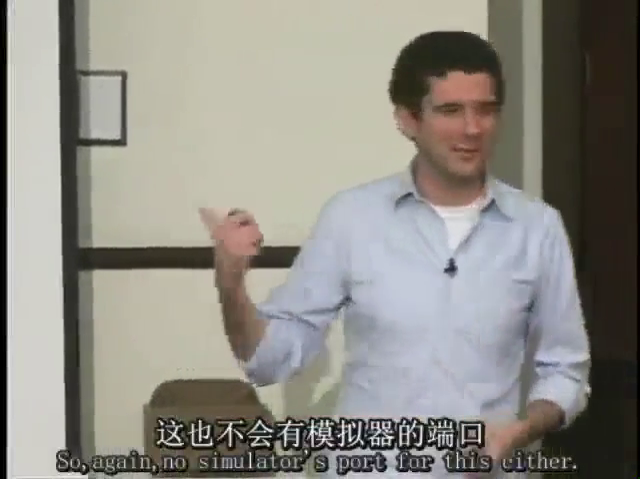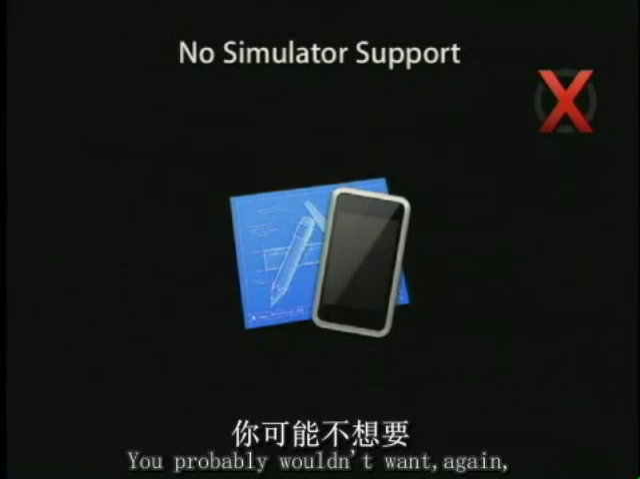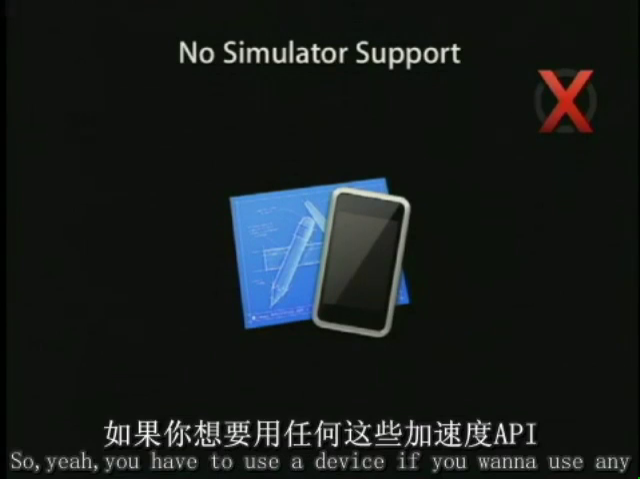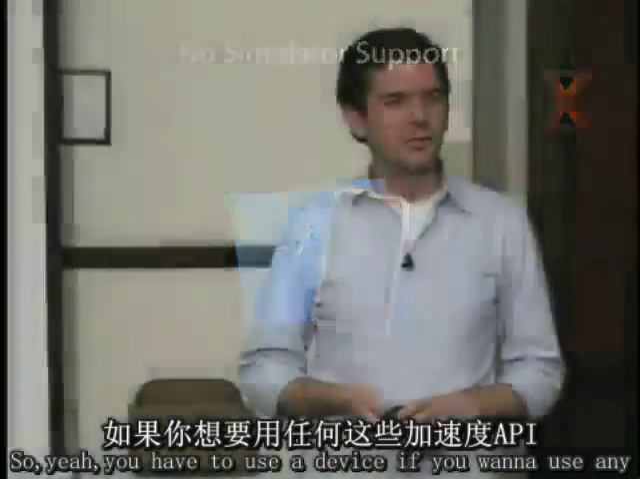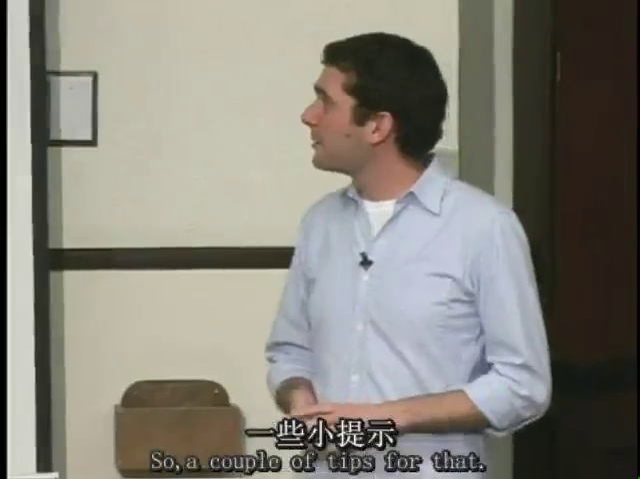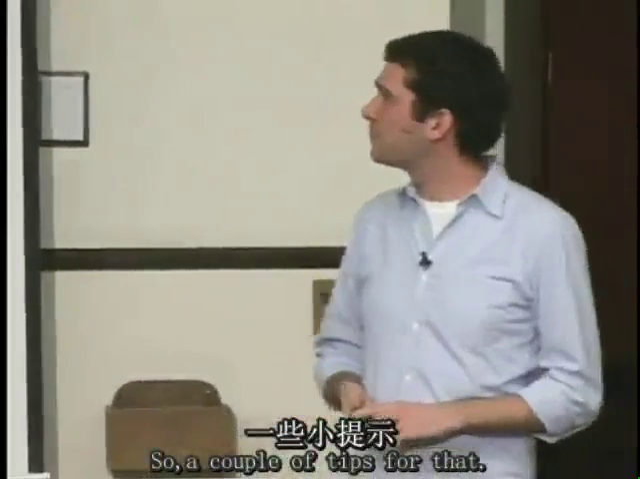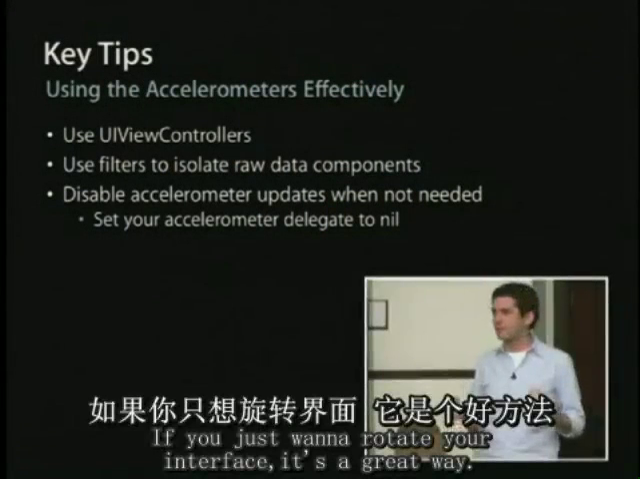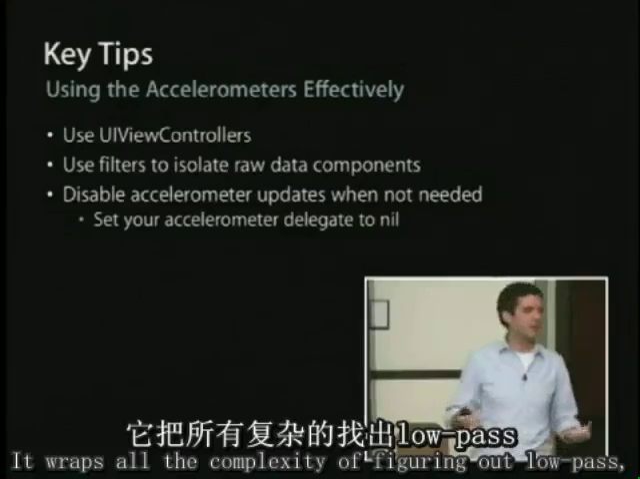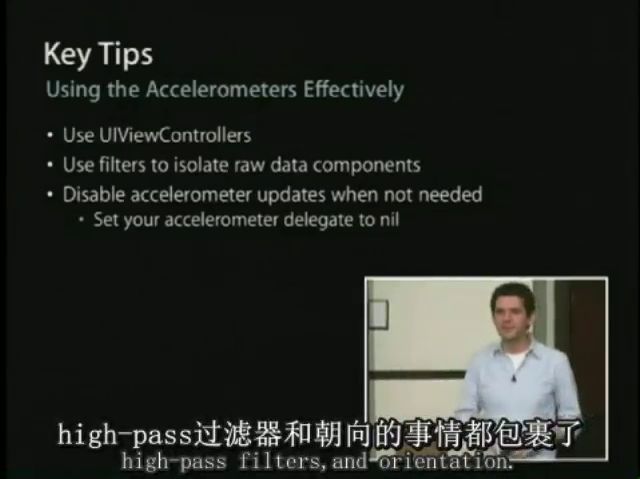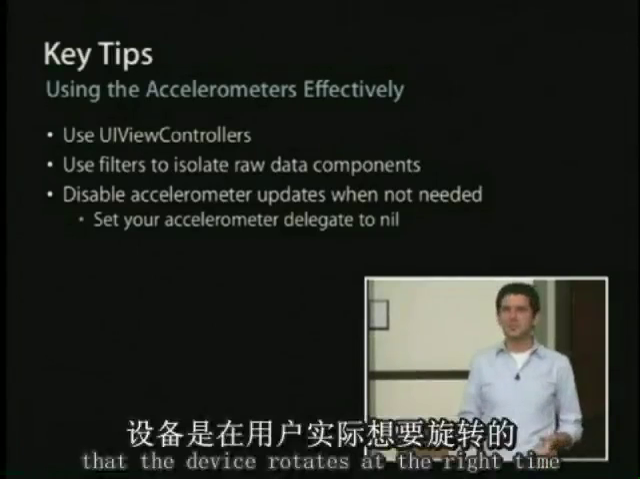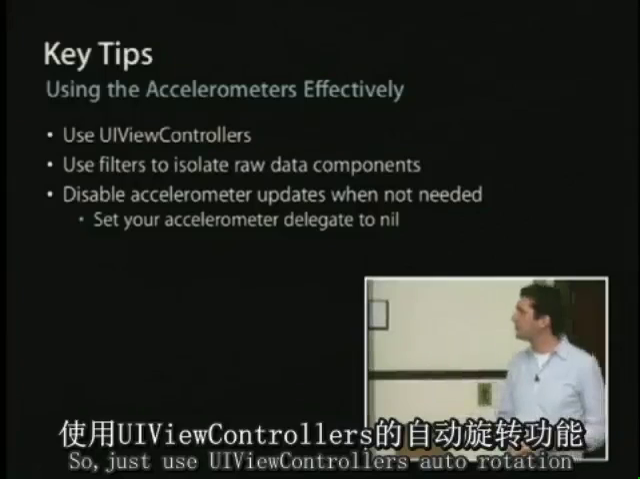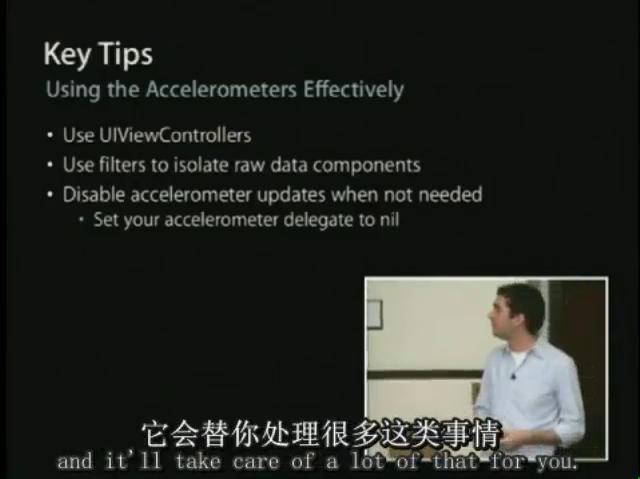So again, no simulator support for this either. I probably wouldn't want your users tilting their Mac Pro around trying to get the accelerometer. So you have to use a device if you want to use any of these acceleration APIs. A couple of tips for that. Use the UIViewController stuff if you're trying to do orientations. If you just want to rotate your interface, it's a great way. It wraps all the complexity of figuring out low pass, high pass filters and orientation. A lot of time was spent making sure that the device rotates at the right time when the user actually means for it to rotate. So just use UIViewController's auto rotation, and it'll take care of a lot of that for you.